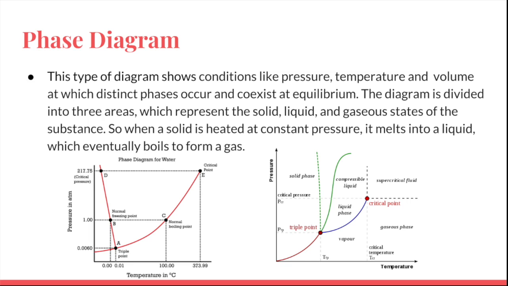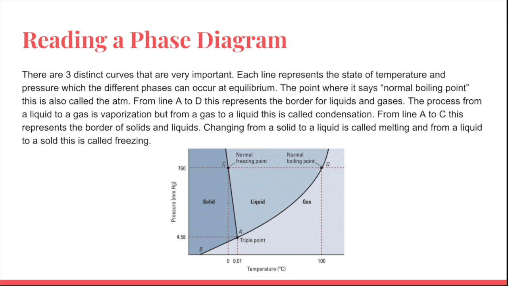This type of diagram shows conditions like pressure, temperature, and volume at which distinct phases occur at equilibrium. The diagram is divided into three areas which represent solid, liquids, and gases of a substance. So when a solid is heated at a constant temperature, it melts into a liquid which eventually boils to form a gas. This is called a phase diagram.